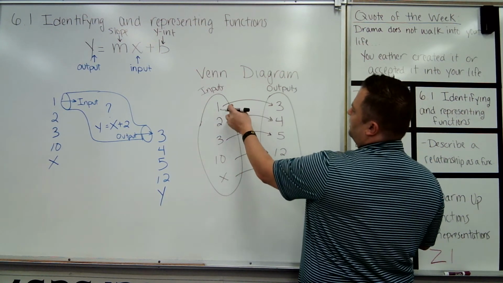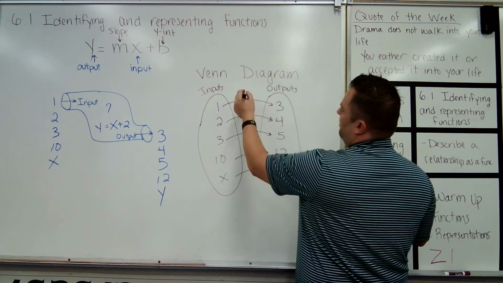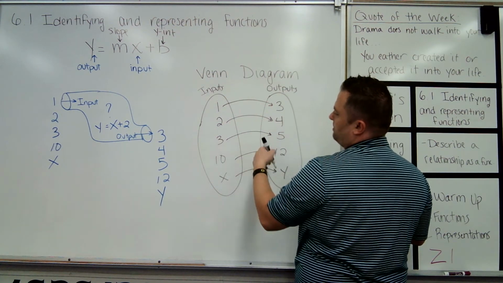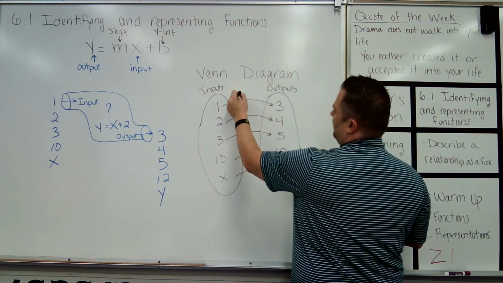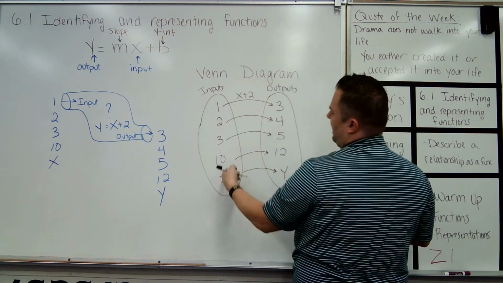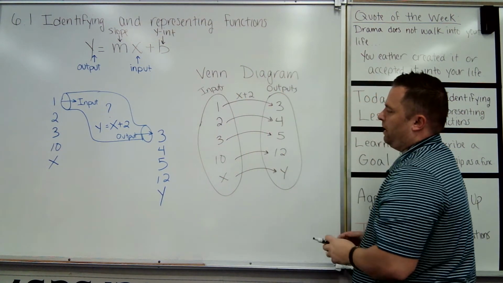And then the question is, what does this machine do? We would say that the function machine added 2, x plus 2. I would take my x, add 2, and it would become my y.